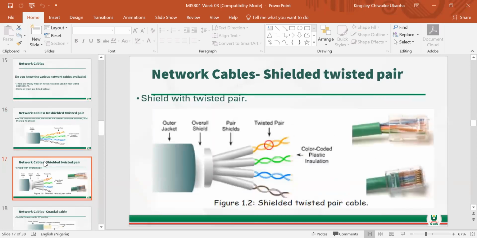So you have the shielded twisted pair. You have the outer jacket, the overall shield. You have the pair shield. That is what shields them. You have the color-coded plastic insulation. This is the shielded twisted pair cable. So here now you see the twisted pair shielded inside the pair shield, which is just like a plastic, so that they are now protected. The unshielded are not protected, so that is what makes them different.